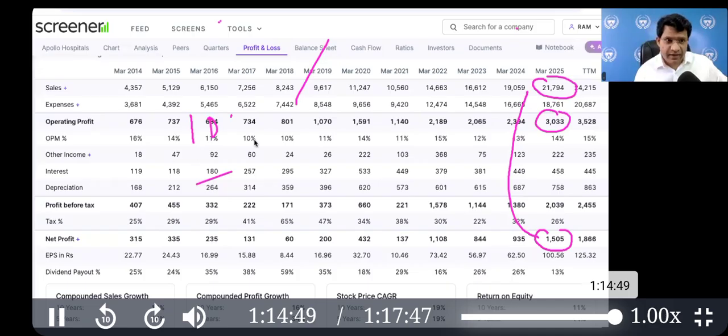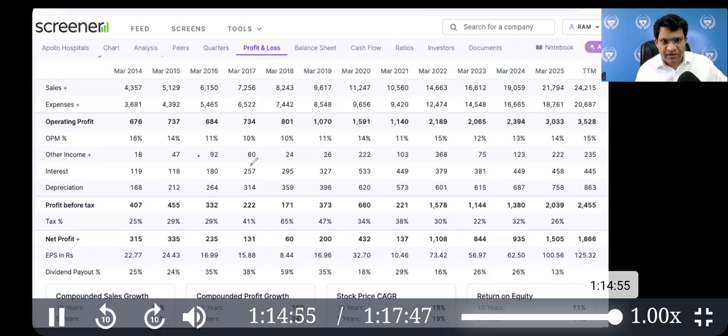6.9. What does that mean? It means if Apollo Hospital collects a 100 rupees bill from the patient, what remains is 6.9, approximately 7%. Let's take 7%. The rest 93 rupees goes to the middle line. Middle line includes everyone.